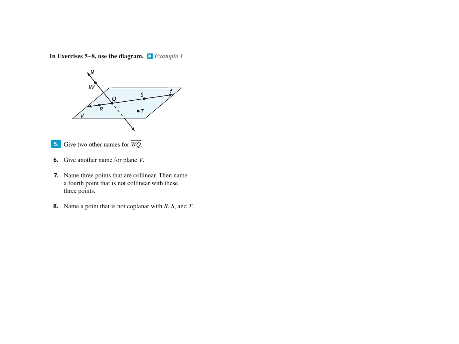Number 5, give 2 other names for line WQ. So 2 other names, you could say QW, or you could say line g, lowercase g for the line. Number 6, same thing, give another name for the plane V. So there are a whole bunch of different ways we could do this. There needs to be 3 points, but all 3 cannot be in a line.